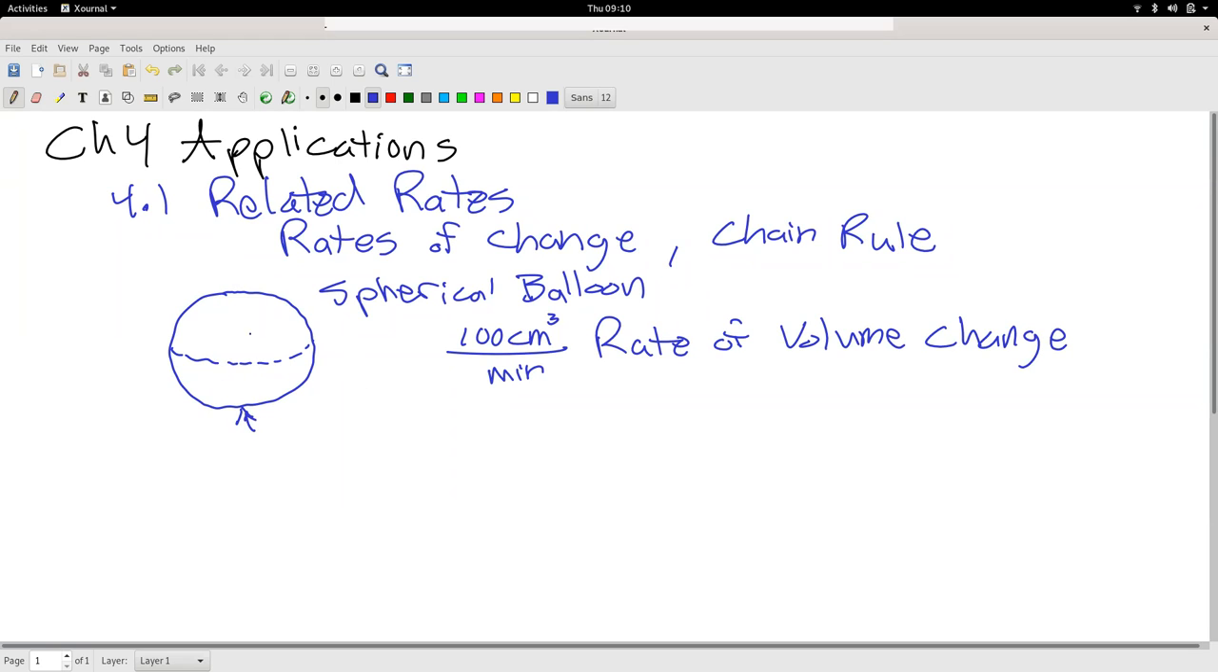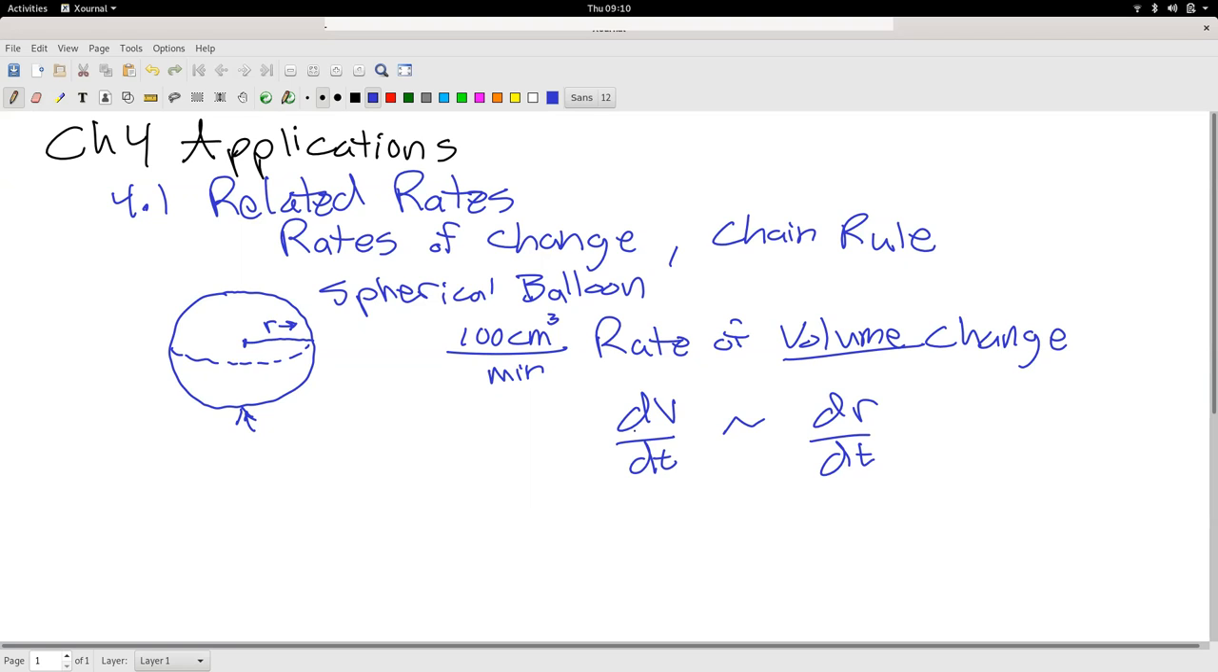Now, as we blow it up, the volume is getting bigger, but the radius is expanding. And so what we want to look at is how the rate of change of the volume, that would be dV/dt, is related to the rate of change of the radius over time. Are they going to be the same? Are they going to be different? To figure that out, we need to find a link between the things that are changing.